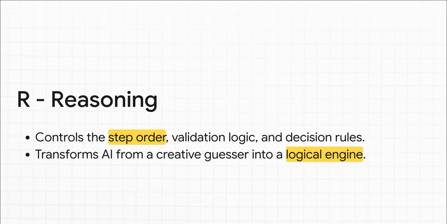Okay, now this next R for reasoning. This is where the framework truly shines. Reasoning doesn't just tell the AI what to do, it tells it how to think. You actually define the logical steps it has to follow, the checks it needs to perform, and the rules that guide its decisions. This is what transforms the AI from a creative guessing machine into a systematic, logical engine.